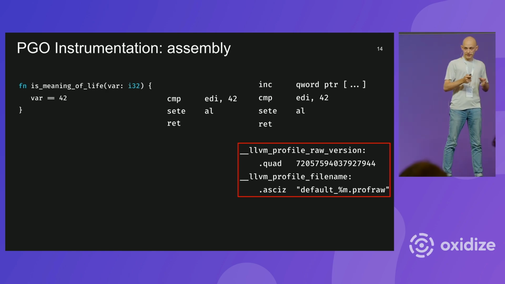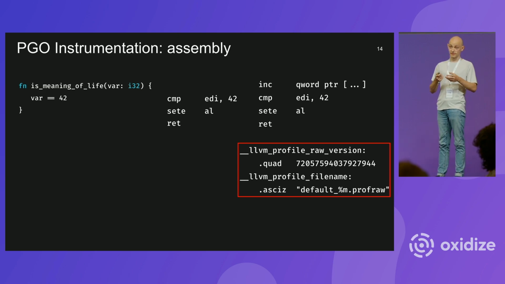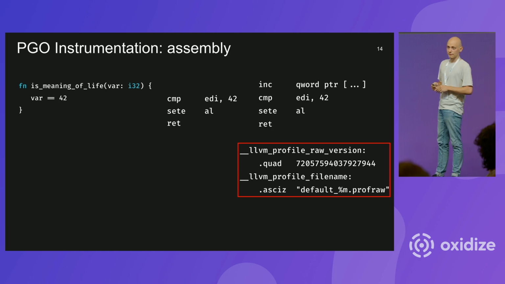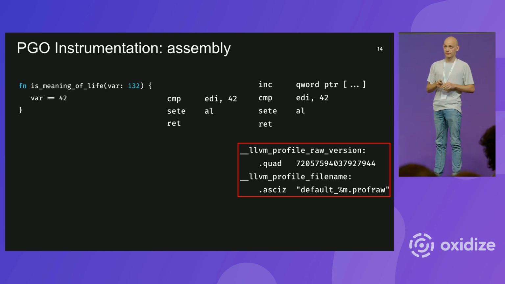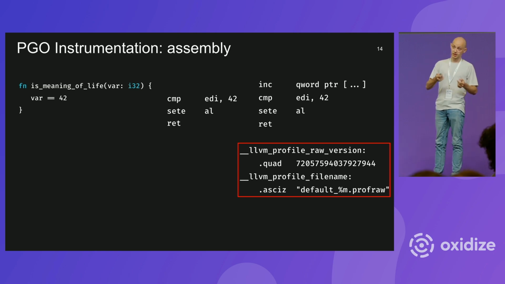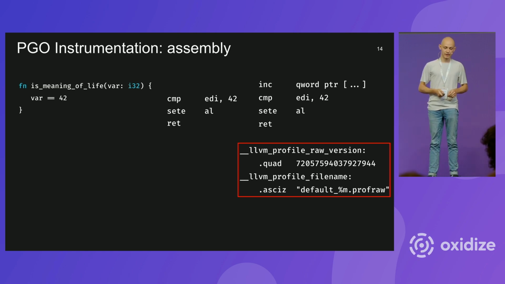And that's it. Also, you will see here LLVM profile raw version, because it's a file. The file has a format, and the format has some versioning stuff. For example, if you generate a PGO profile with one compiler version and try to process it with another compiler version, with high probability you will get something like an LLVM error: PGO profiles are not compatible, I give up, I cannot process it. And that's it.